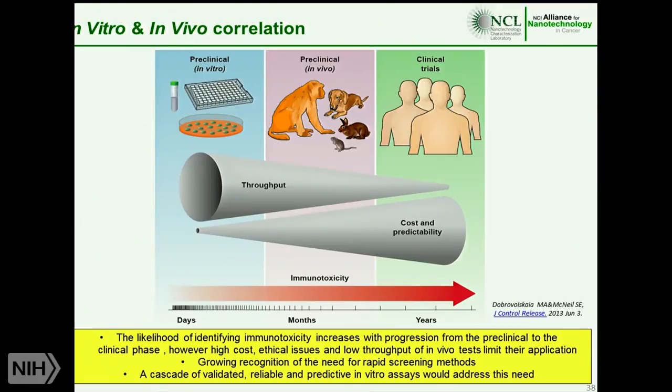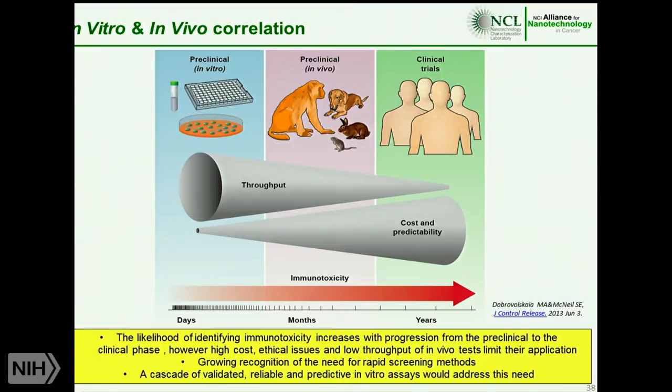I would like to finish my presentation reviewing another grand challenge, which is not unique to nanotechnology, which is common for other areas of drug development. And this challenge is related to in vitro and in vivo correlation. The likelihood of identifying immunotoxicity or any other types of toxicity increases as we progress from preclinical in vitro to preclinical in vivo into clinical trials. But in vivo tests are more expensive and they have less throughput. Therefore, their application in preclinical studies is limited.